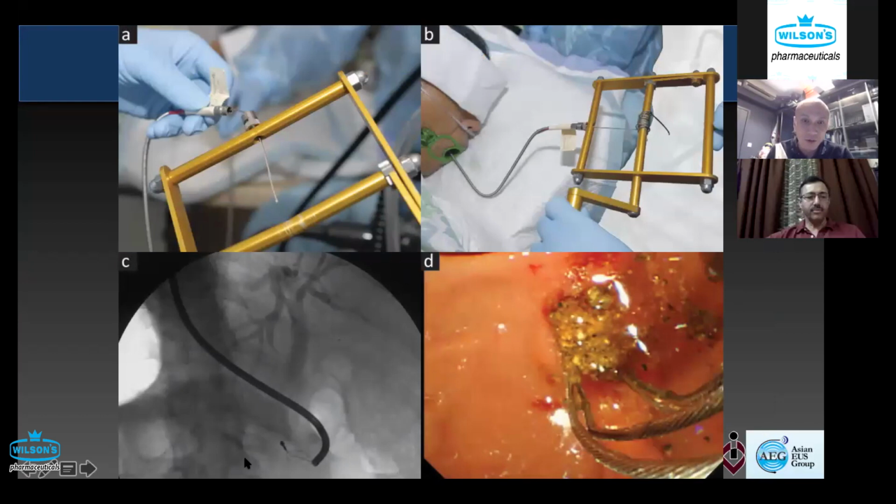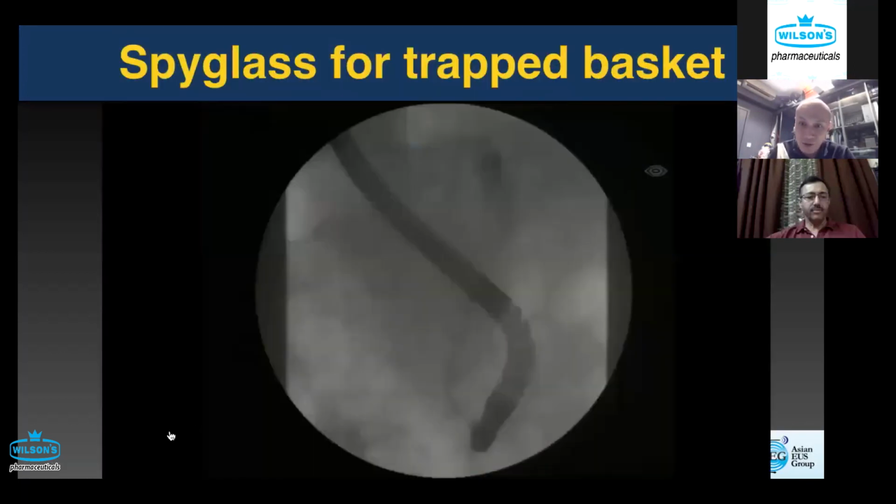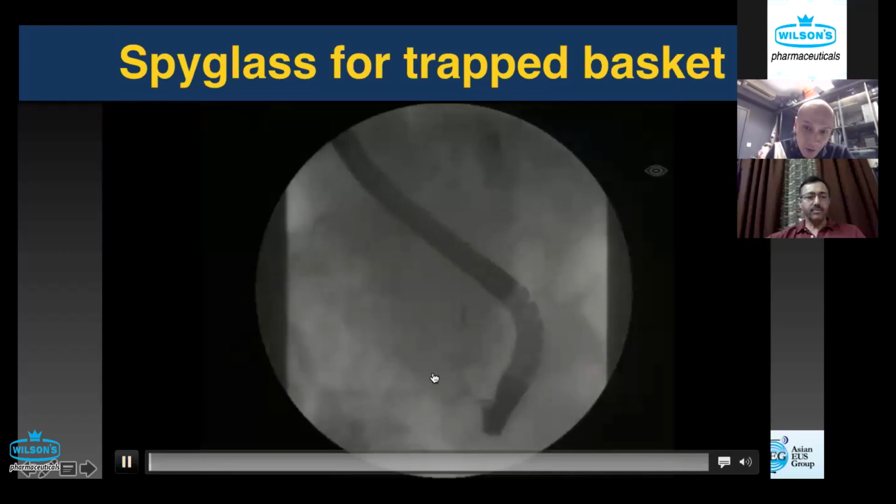The method to deal with a trapped basket is to cut the wire and make sure you have a long wire left behind, because you need to thread this through a Soehendra stone crusher. The guide wire goes here, and we fixate it over this handle and use the external crusher to go down the basket and eventually fracture the stone. Sometimes if the wire is too short, you cannot mount it onto this Soehendra lithotriptor, and that's when the problem arises. Just last week, there was a case of a trapped basket.